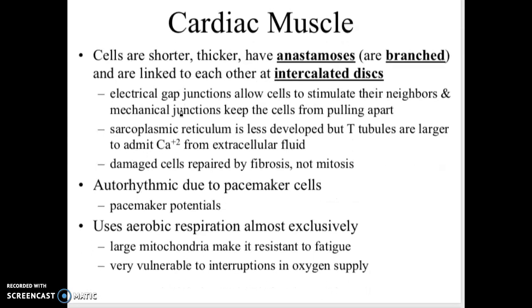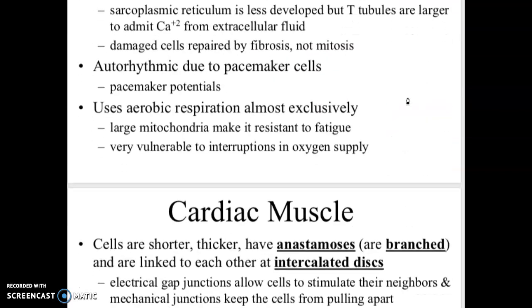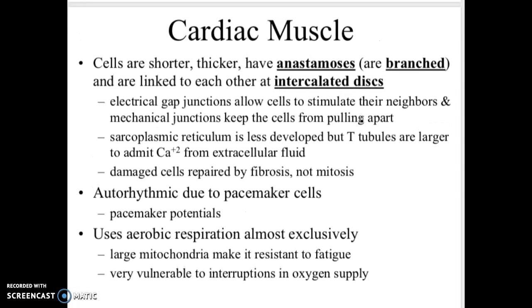Cardiac muscle has short, thick cells that are branched via what we call anastomoses. So the cells kind of have this weird shape to them. So they have this little zigzag here, and then there's another zigzag here. This is all one cell. So this cell is able to communicate with multiple others all at once. So we call those intercalations. So this allows the cells to communicate with more than one cell.